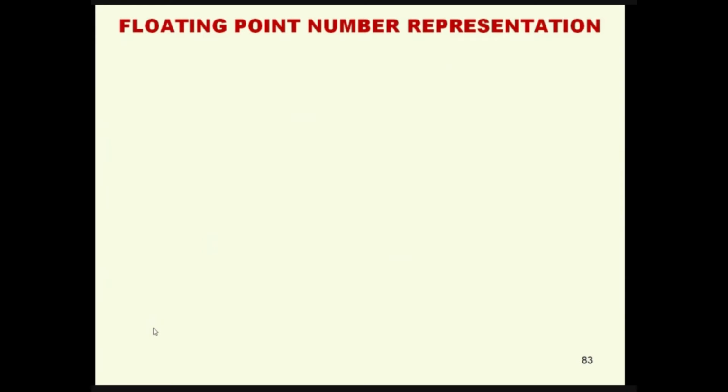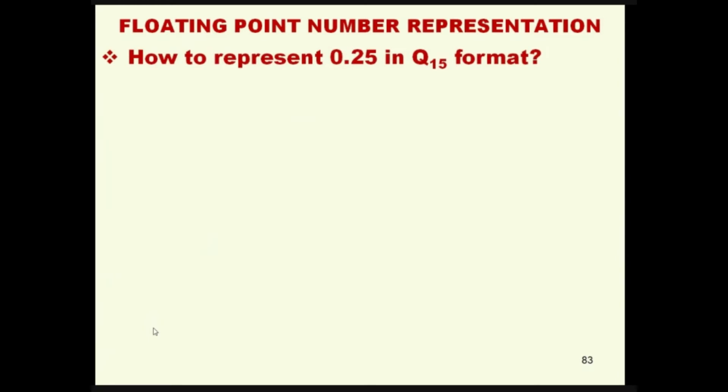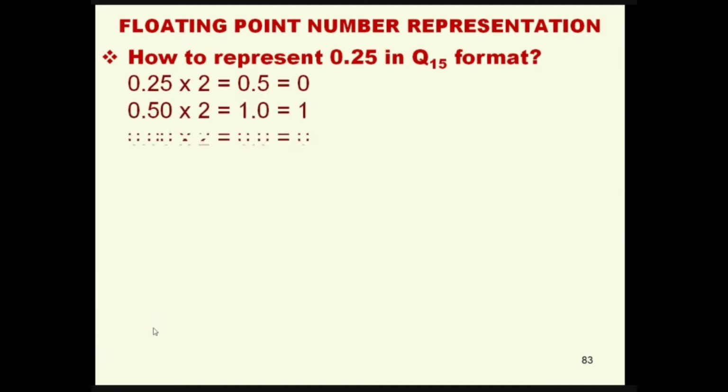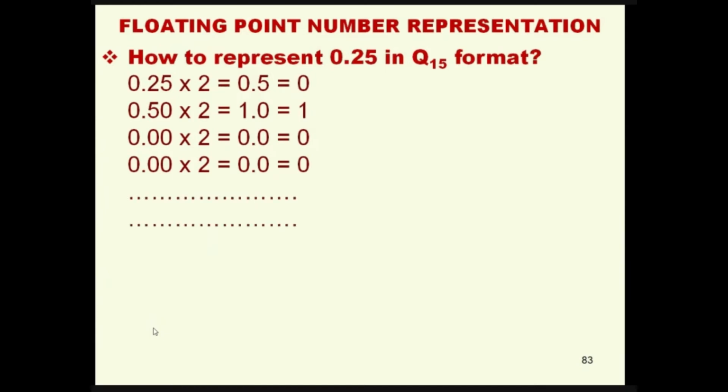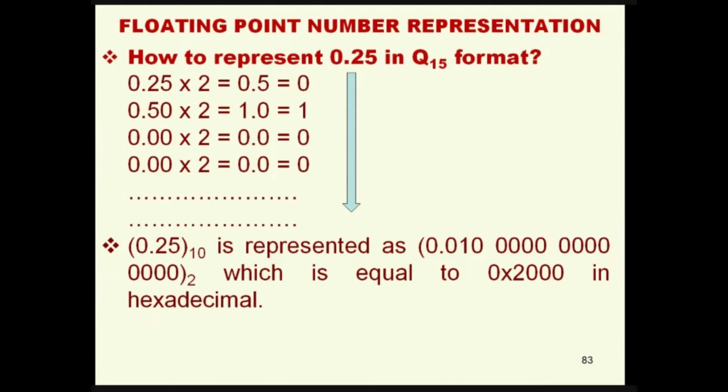So with respect to Q15 format, 4000 is equal to 0.5. Let us take one more example for our convenience. How to represent 0.25 in Q15 format? As usual, convert 0.25 into binary. How to convert 0.25 into binary? 0.25 into 2 is equal to 0.5, and the bit is 0. And 0.5 into 2 is 1.0, so the bit is 1. And that is 1.0, so 0 into 2 equals 0, and 0 into 2 equals 0. It goes on. So when we represent 0.25 base 10 in binary, it is represented as 0.0100. Look at the screen, look at the cursor.